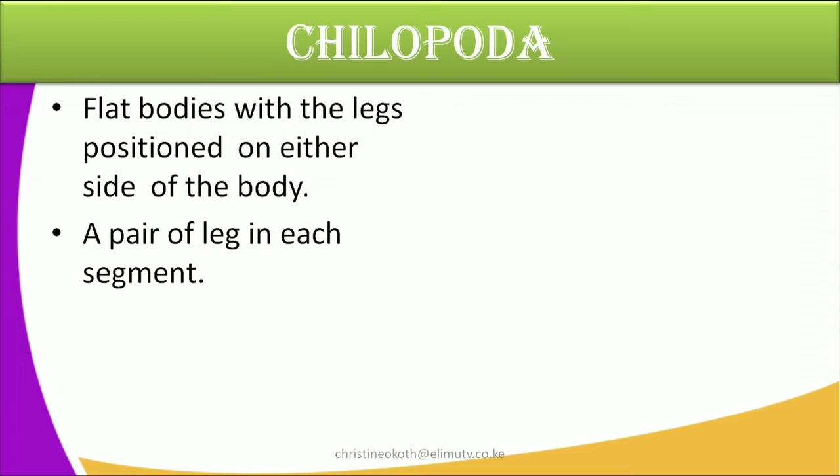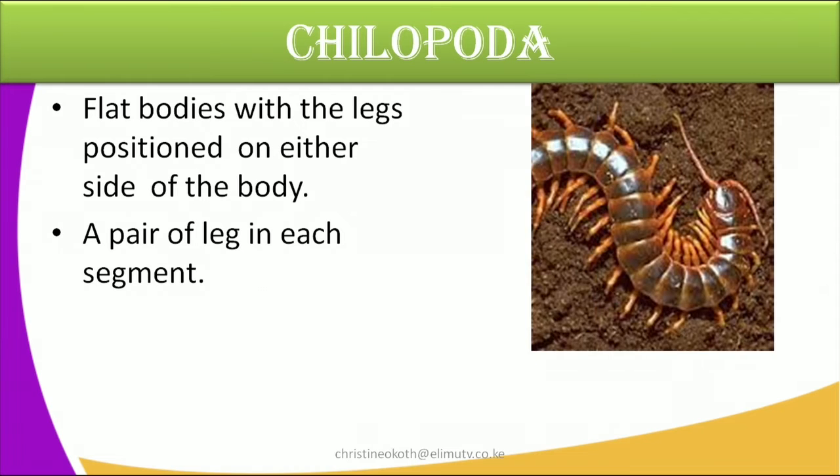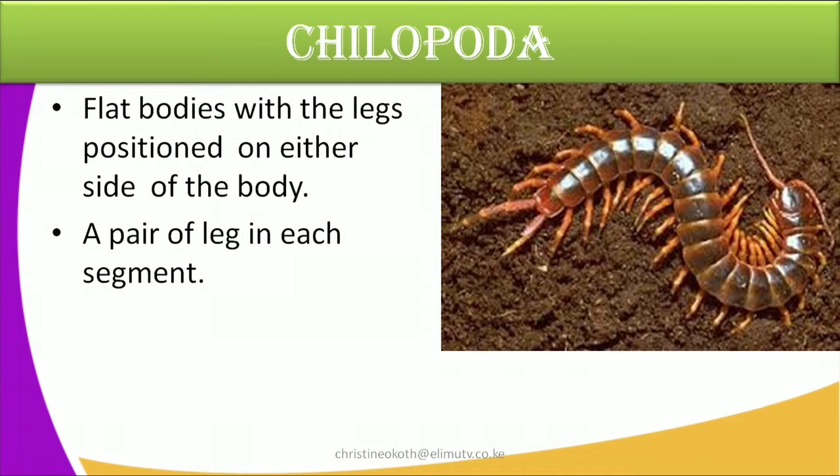So what exactly are these Chilopodas? These are organisms that have a very flat body with a pair of legs in each segment. An example of an organism found in this class is the centipede. As you look at the illustration here, we have a centipede there. Its body is very flat, compared to the Diplopoda, the millipede, whose bodies are cylindrical. Then they have a pair of legs in each segment, which is different from the Diplopoda, which had 2 pairs of legs in each segment. So these ones only have a pair of legs in each segment.